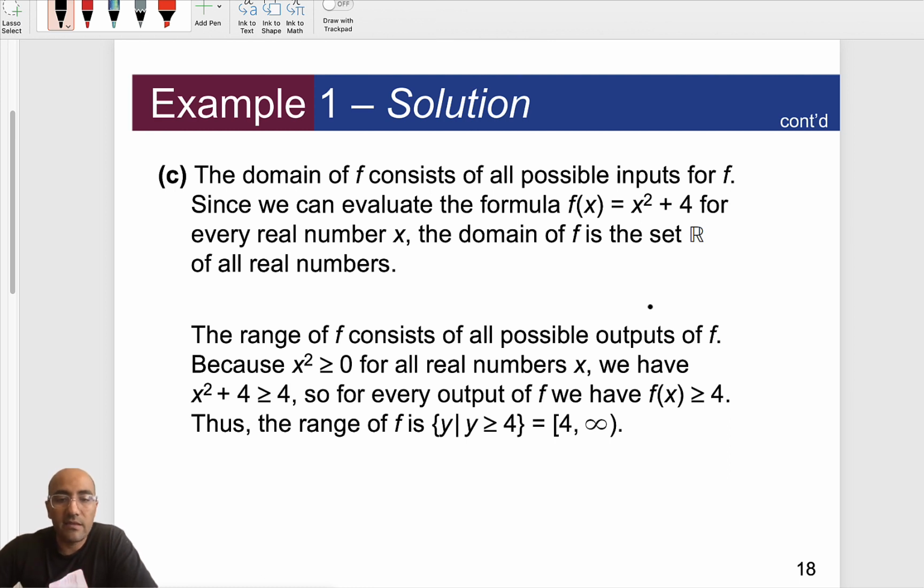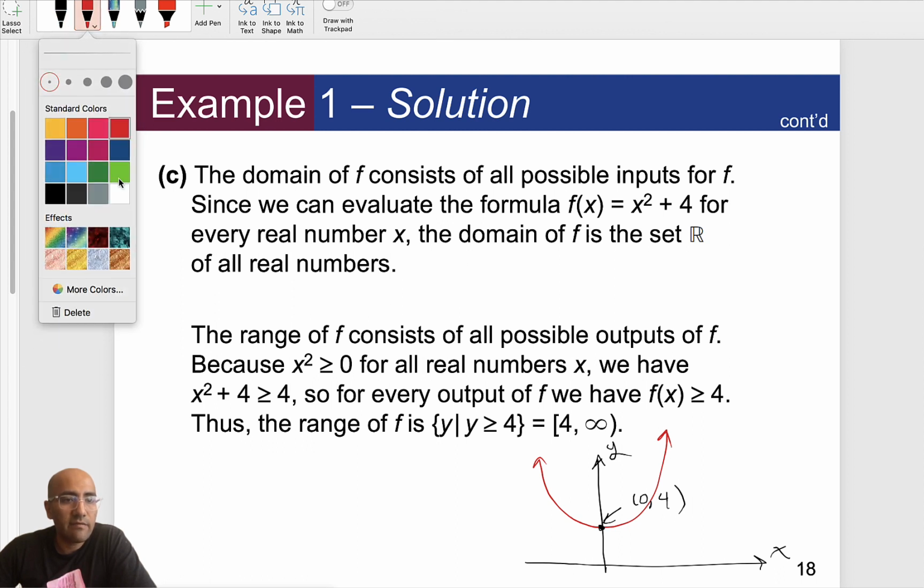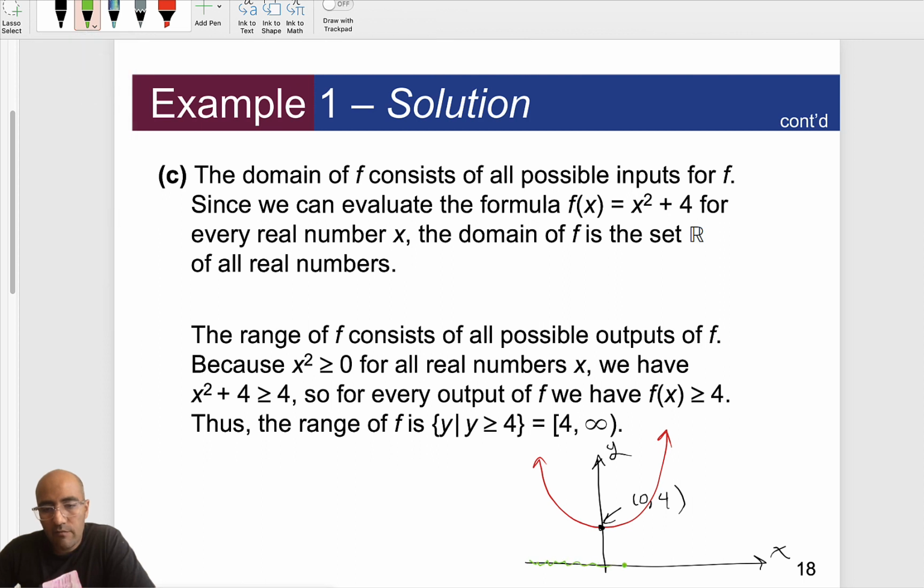Another way of getting that is to graph it. If we graph this quadratic, we know that it's going to be a quadratic shifted up by 4. Good. So the input values are all possible x values. And as you can see, we can always input a value of x going out from negative infinity to positive infinity. So this is the domain. From negative infinity to positive infinity.